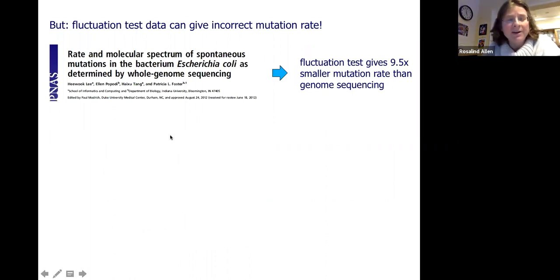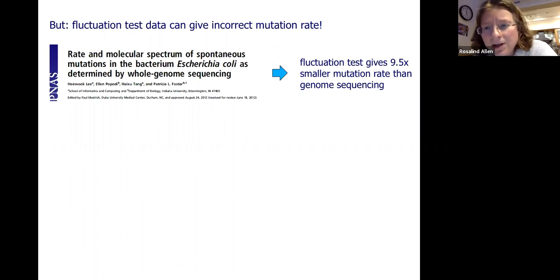However, it turns out that this fluctuation test is not as simple as it seems, because it can give the wrong answer. And so this is a really nice paper from 2012 from Lee et al., where they just did a fluctuation test for E. coli. And they also measured the mutation rate by genome sequencing. So they have two independent estimates for this mutation rate, one of which is clearly correct, the genome sequencing one. And it turns out that the fluctuation test result was incorrect.